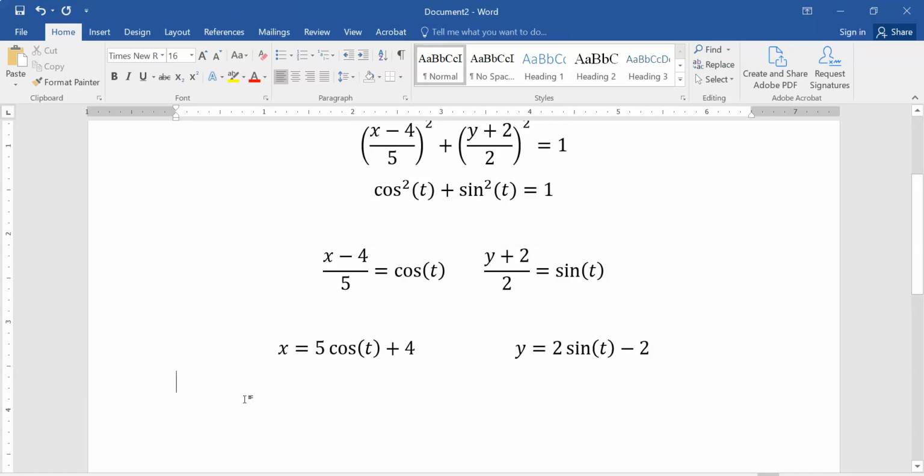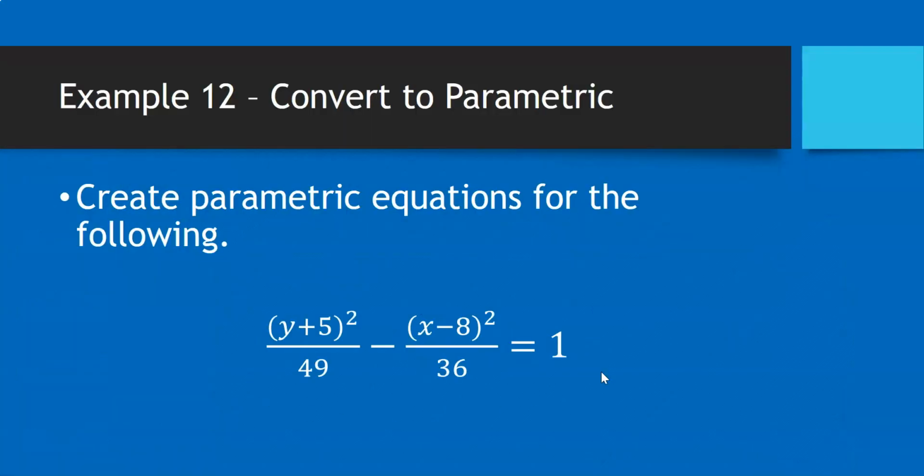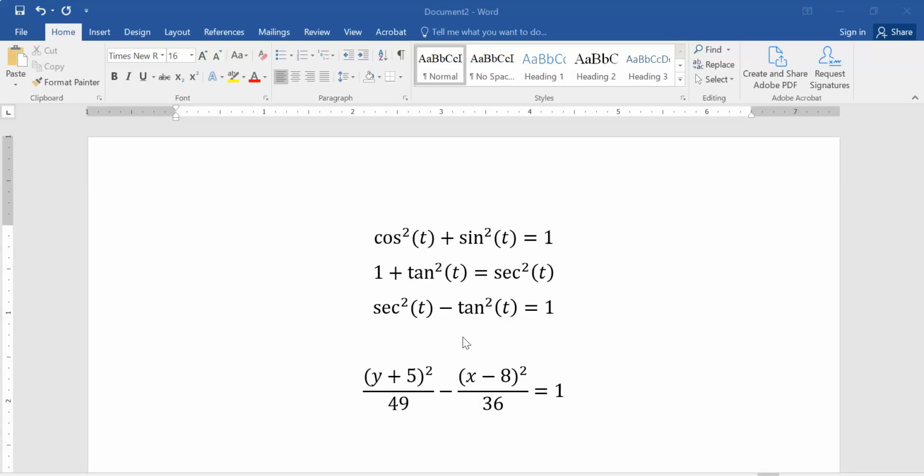So that's how you do parametric equations with indirect substitution. I want you to try one more example of that. Push pause on the video and try this. Obviously, the identity that we're going to use has to do with secants and tangents. We start like we always do: cosine squared plus sine squared equals 1. Divide that by cosine squared. You end up with 1 plus tangent squared t equals secant squared t.